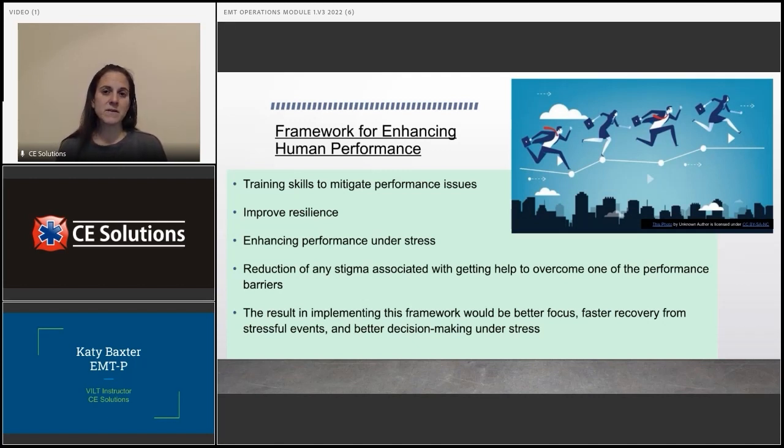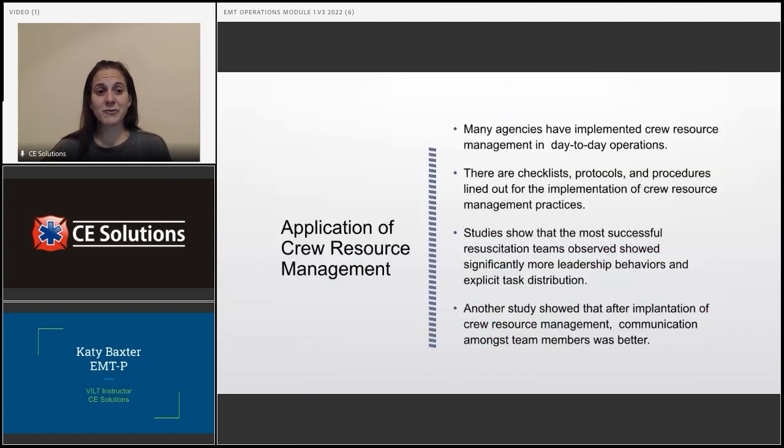We need to improve our resilience, our bounce back. We need to enhance performance under stress, reduction of any stigma associated with getting help, to overcome one of the performance barriers. The result in implementing this framework would be better focus, faster recovery from stressful events. We are expected to bounce back very quickly, and run very traumatic calls, go clean the ambulance and do it again. And better decision making under stress. These are very hard things to do.